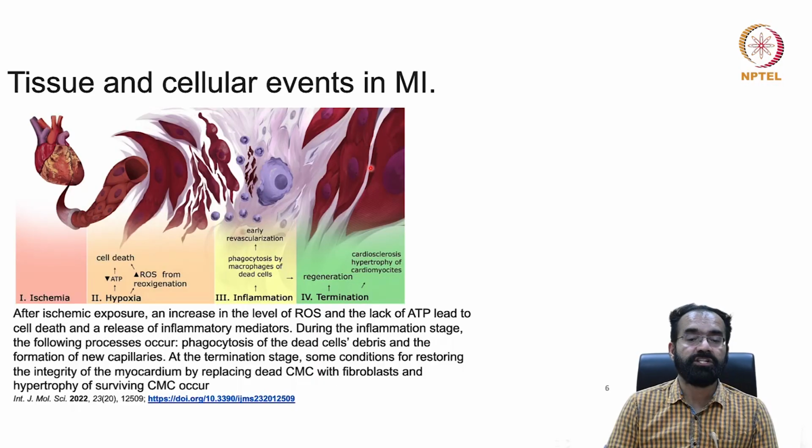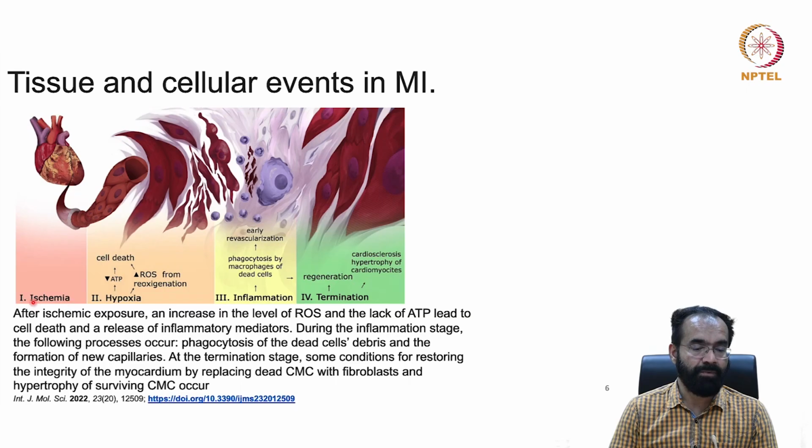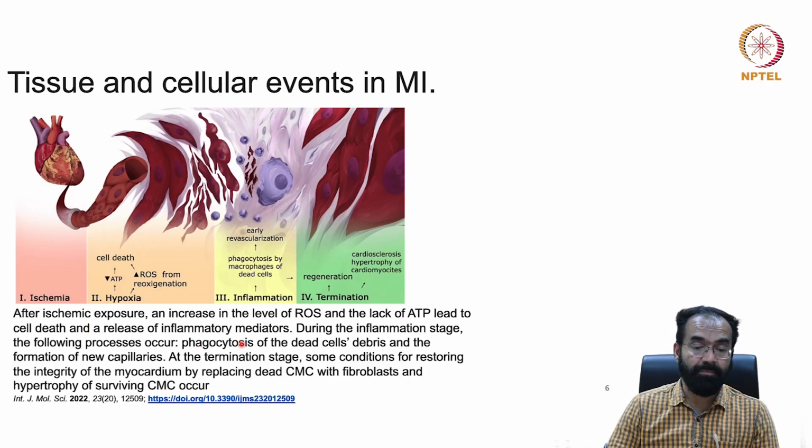So even in mammals, even though it cannot regenerate, it has a cardioprotective role. And if you look into the tissue and cellular events of myocardial infarction, it has multiple phases: ischemia, hypoxia, inflammation, termination. These are the broad phases. After ischemic exposure, an increase in the level of ROS and the lack of ATP lead to cell death and release inflammatory mediators.